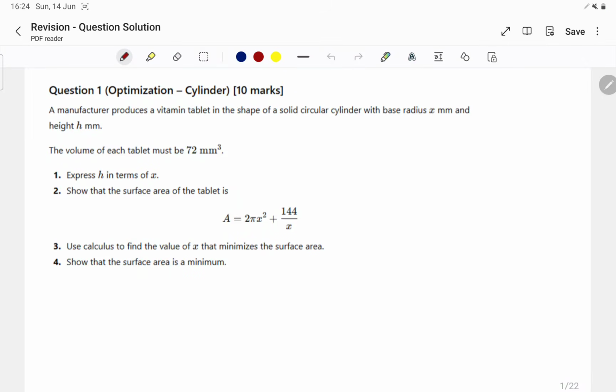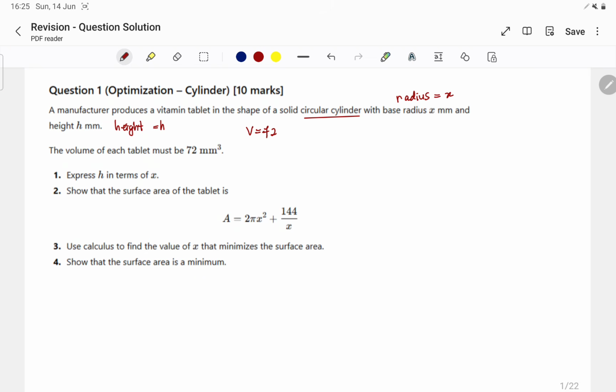Okay, so this video will be the explanation for the solution of the revision question of the final exam. The first question is related to optimization. A manufacturer produced a vitamin tablet in the shape of a solid circular cylinder, with a base radius x. So by right, the radius is equal to x and the height is equal to h. The volume of each tablet must be equal to 72, so V is equal to 72. The first question asks us to express h in terms of x.